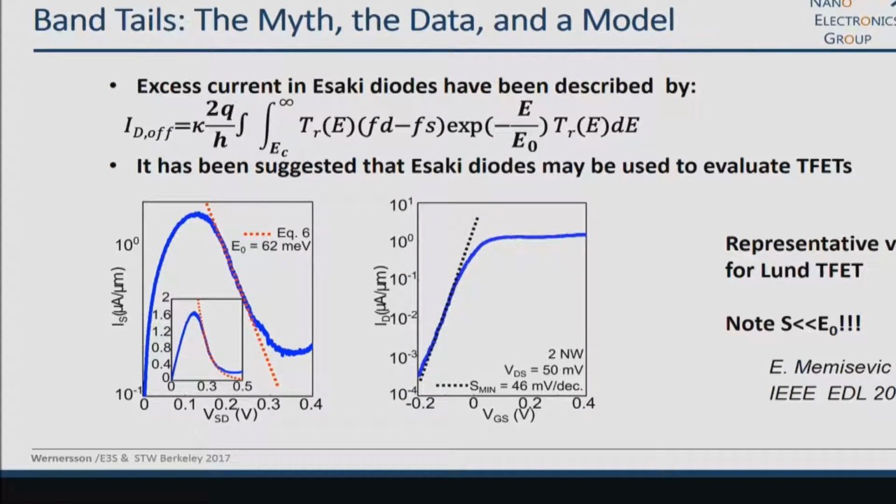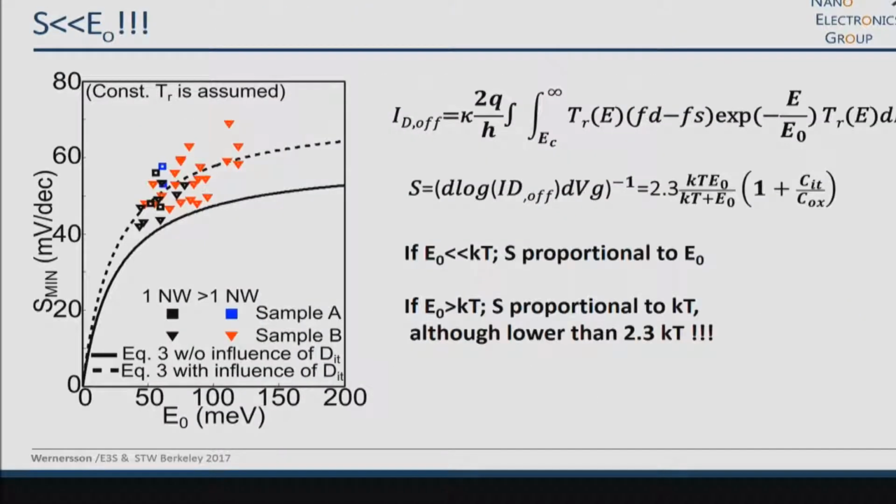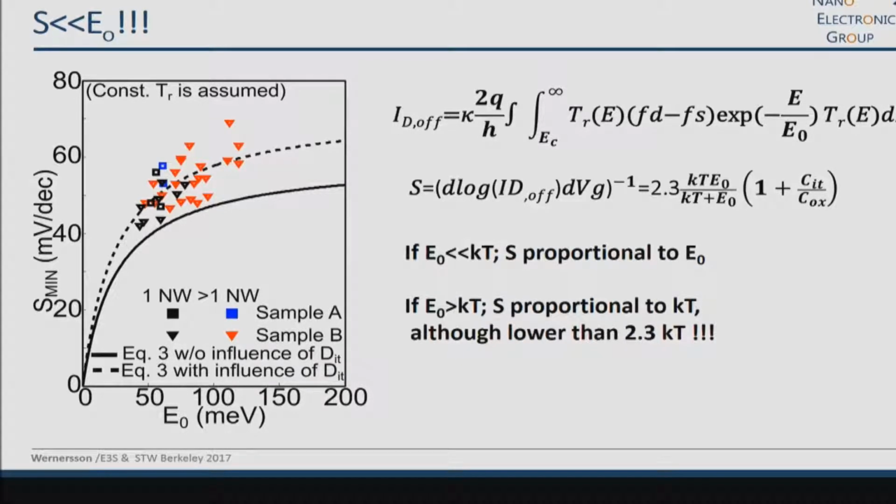So what is this? My colleague Eric Lim came up with the idea: let's use this equation and derive what the slope is. You take this equation and calculate the slope. It turns out that a new prefactor comes up, 2.3 kT E0 divided by kT plus E0. And then we have the DIT term.